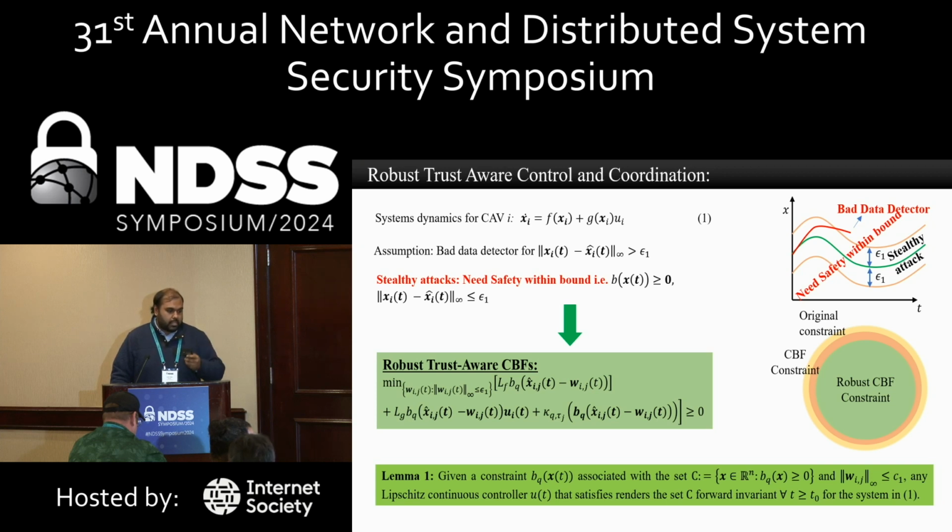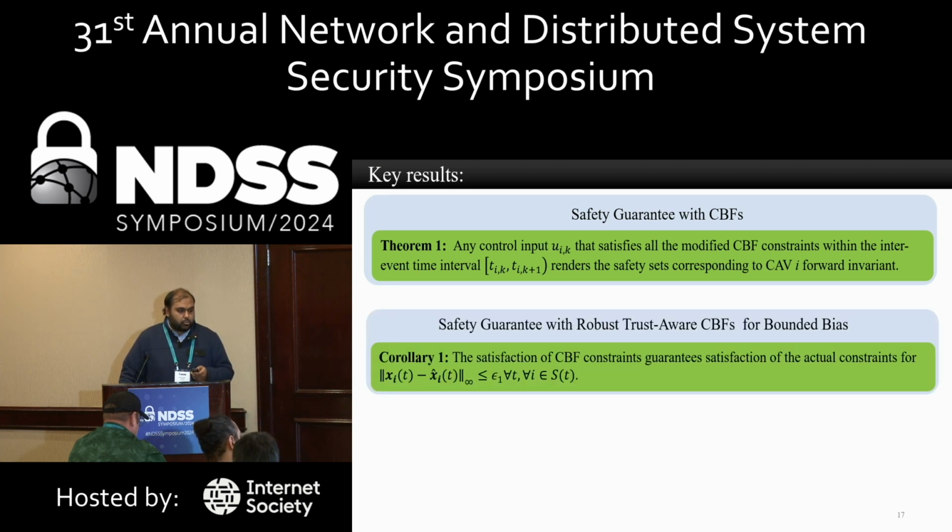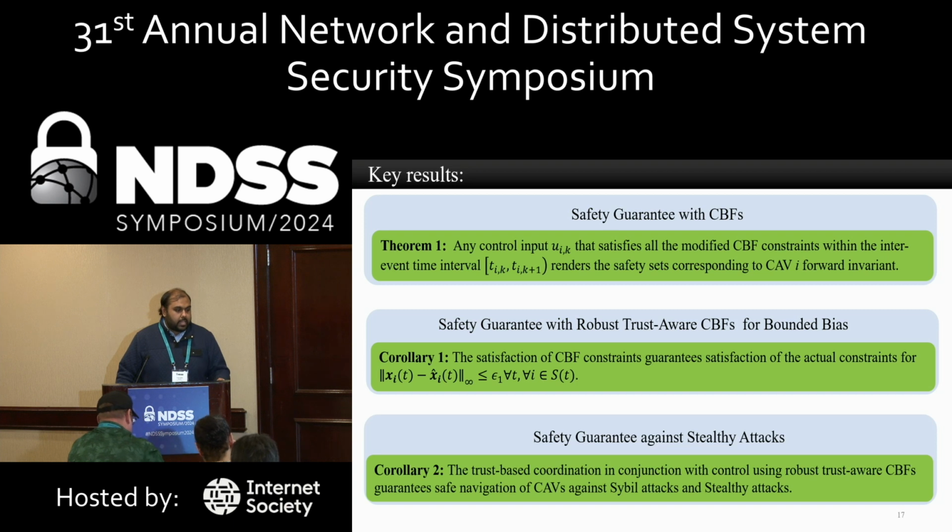So we have ourselves another sufficient condition. So this gives us the key results. We get the safety guarantee with CBFs. Then you modify the constraints by introducing this idea of robustness into the constraints, and that gives us the safety guarantee against bounded perturbation. And then, combining these two, we also get the safety guarantee against stealthy attacks, meaning attacks where we inject controlled bounded perturbation in the vehicle states.